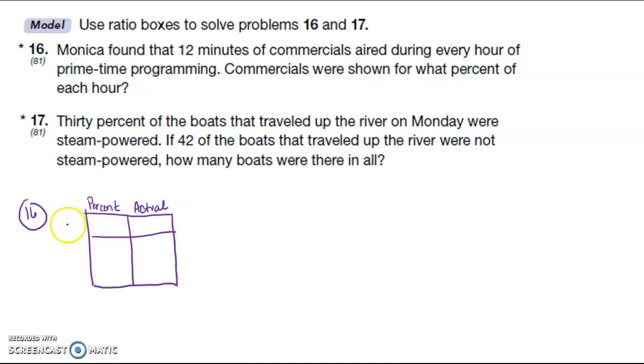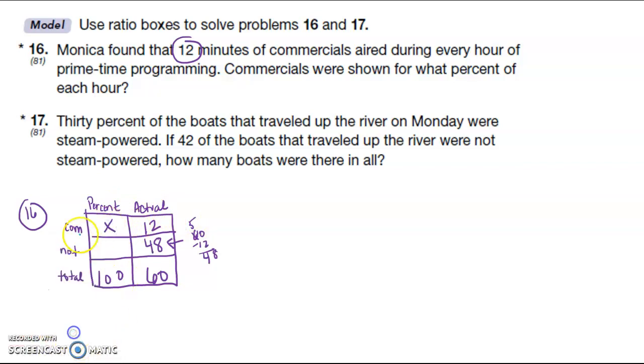So I have my percent and my actual. Let's see, so we'll do commercials, not commercials, and total. My total for percent is always 100. It says Monica found 12 minutes of commercials. That's an actual number. So 12 minutes of commercials in every total hour. If I'm going to find this number, I'm going to do 60 minus 12, which is 48. And then it says commercials were shown for what percent of each hour. So what percent is going to be here.